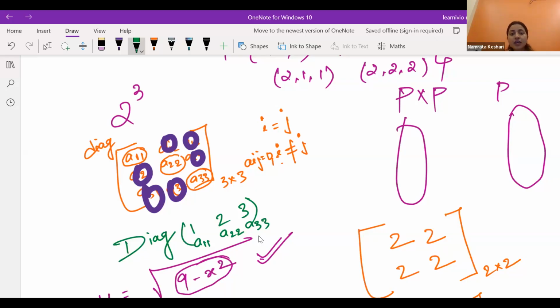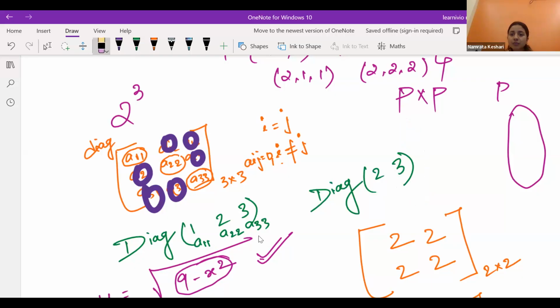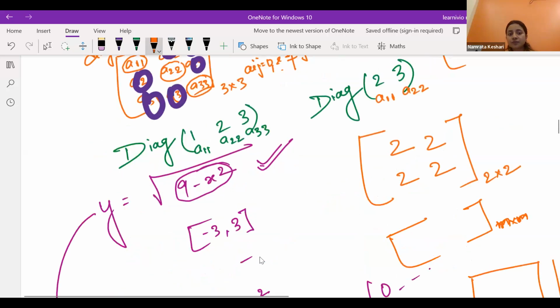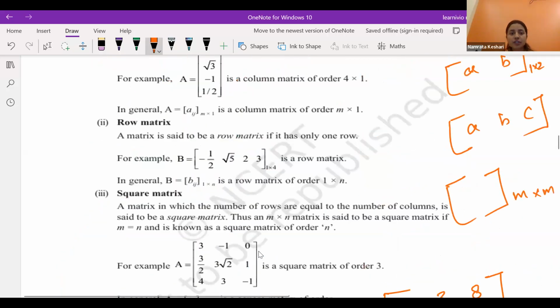If it is given that diagonal 2, 3, not with commas, just like this, you need to understand that you have to frame the diagonal matrix by yourself. From here you get the idea that this is A11, this is A22, and this is a 2 by 2 square matrix we are having, right? So this is how the question will be given to you.